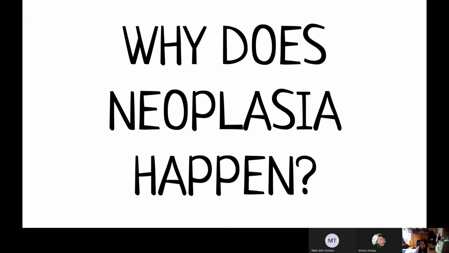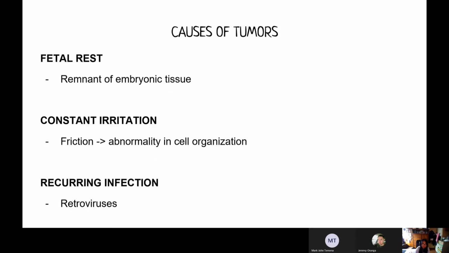So the question is, why does neoplasia happen? Neoplasia actually happens due to mutations that result in the uncontrolled growth of cells that leads to the formation of neoplastic tissues. So these are the causes of tumors.